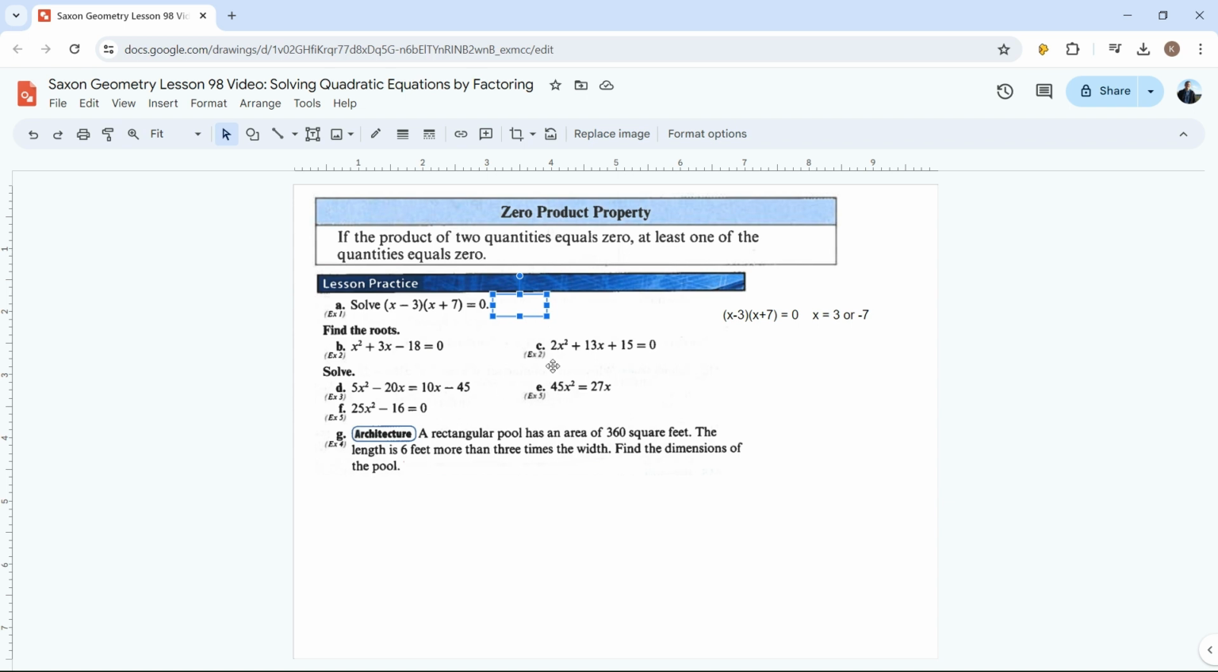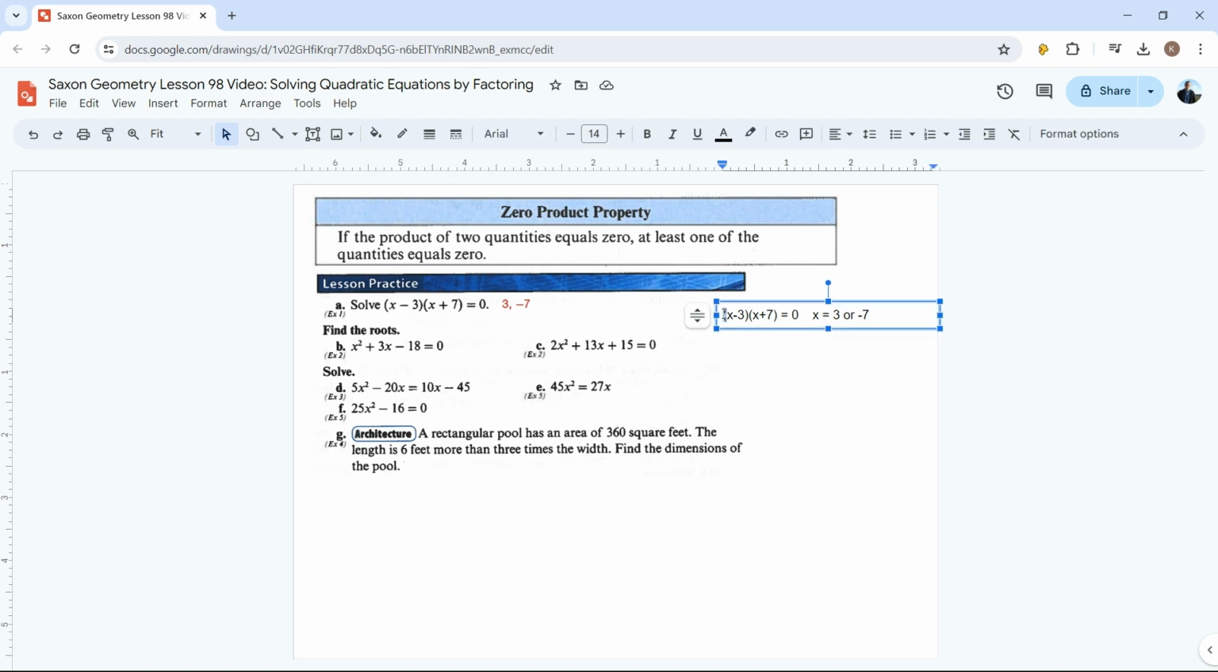Now, just pay attention to how this is structured. They just give 3 and negative 7 as the roots. I said x equals 3 or negative 7. That's a little bit more of a complete answer, but you don't have to do that. You could just write the values 3 and negative 7 for ones like these. Okay, let's go on to B.